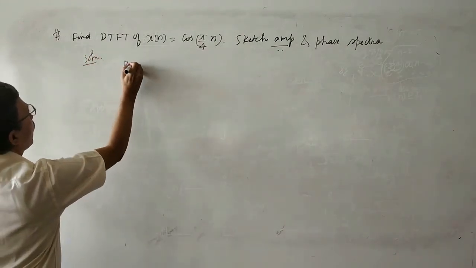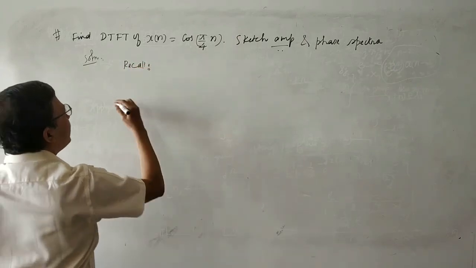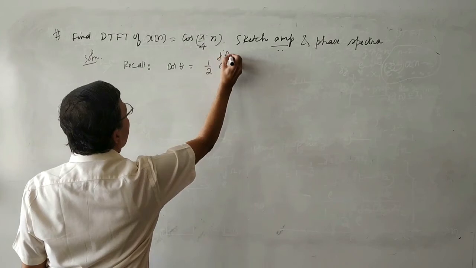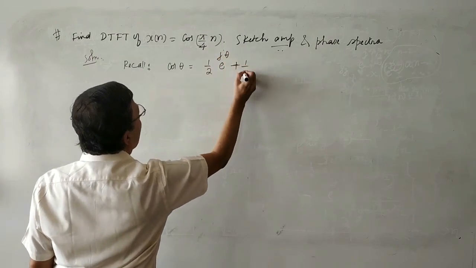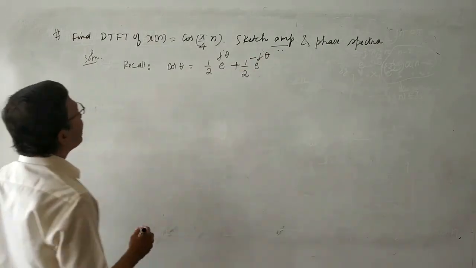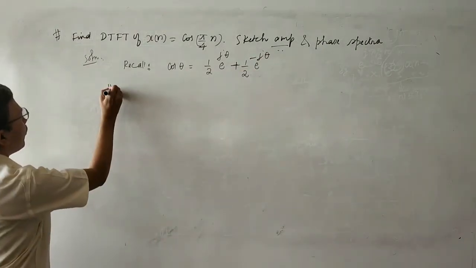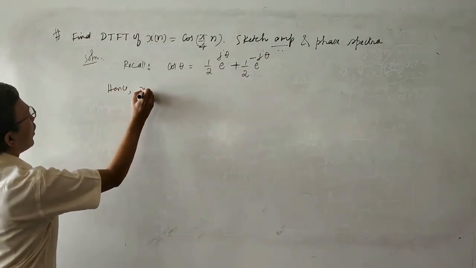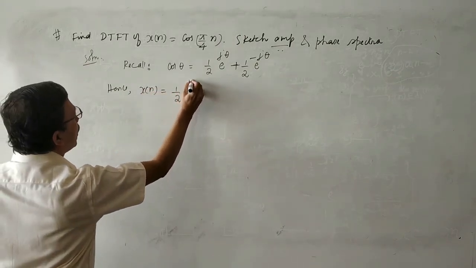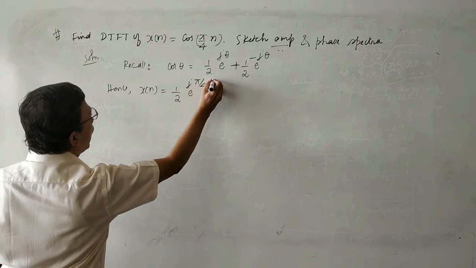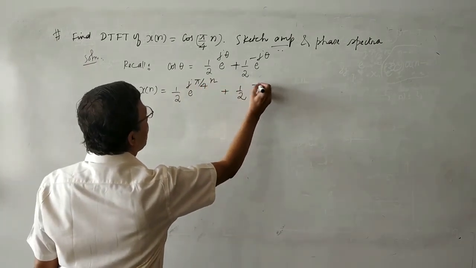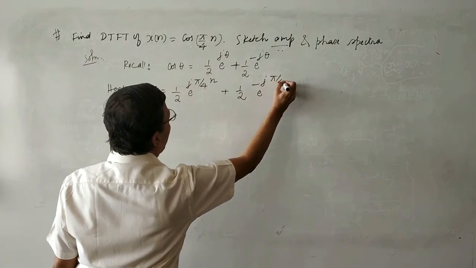Recall cos theta is half into e to the power j theta plus half into e to the power minus j theta. Hence x of n is equal to 1 by 2 into e to the power j pi by 4 into n plus half into e to the power minus j pi by 4 into n.